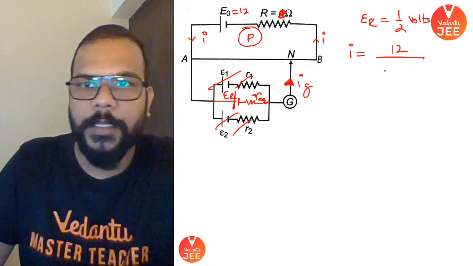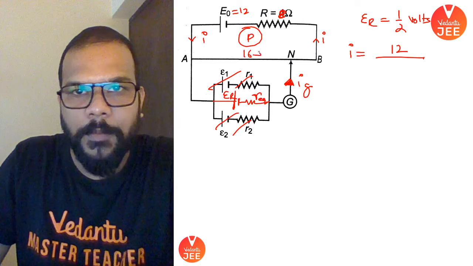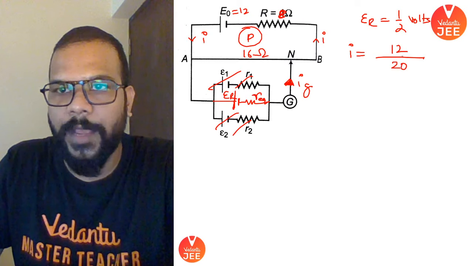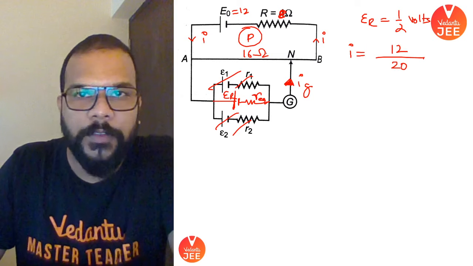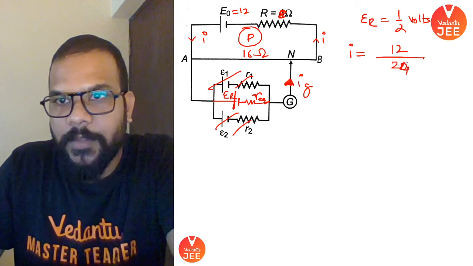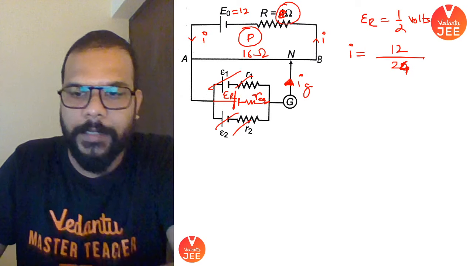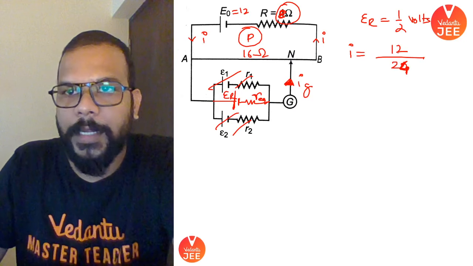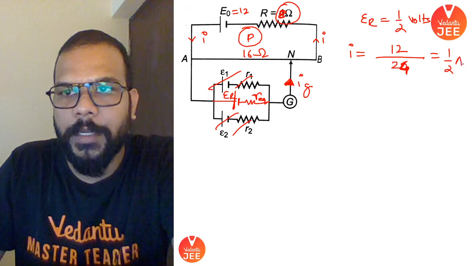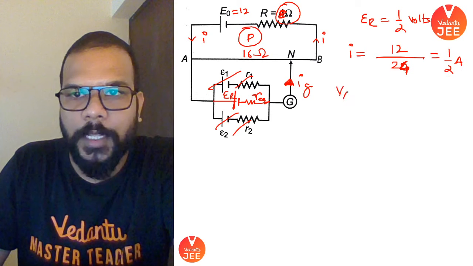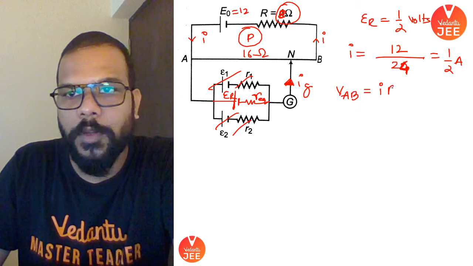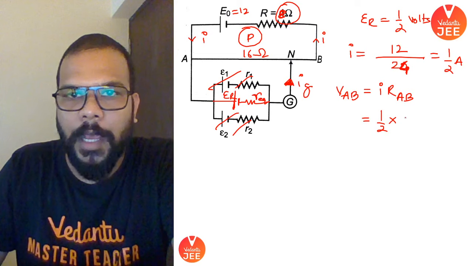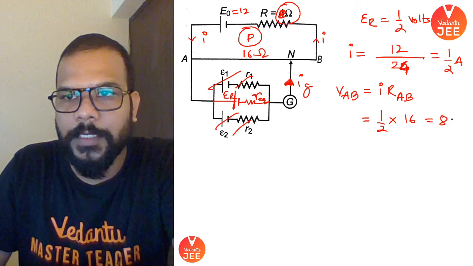Okay, so that means the total resistance is 8 plus 16, that is 20. So this is the value of the current that we are getting. Sorry, 16 plus 8, that is 24 in fact. Yes, this value is 8. Okay, so we get it as 12 by 24 or simply 1 by 2 ampere, and the potential drop on this wire VAB will be equal to I into RAB. Current is half, RAB is 16, so this value is 8 volts.